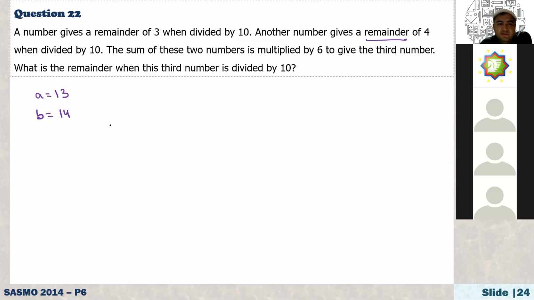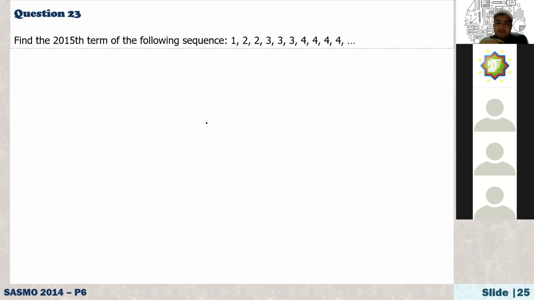Very good. We wrote 13 and 14, and the sum of these numbers multiplied by 6. So 13 plus 14 is 27, and 27 times 6 is equal to 162. And when 162 is divided by 10, the remainder is 2. Okay, the last digit, right? Yes. It gets divided by 10, just the remainder is 2. Very good. Very easy.